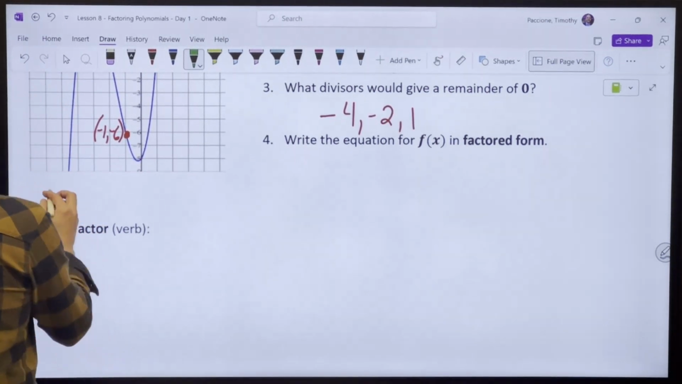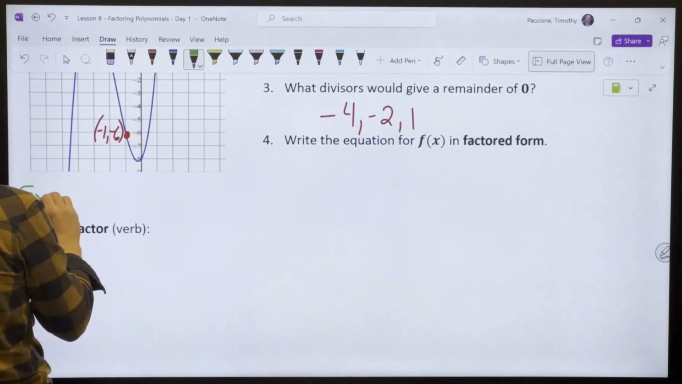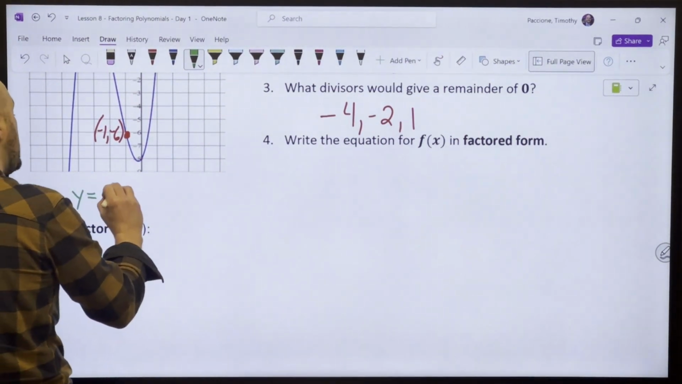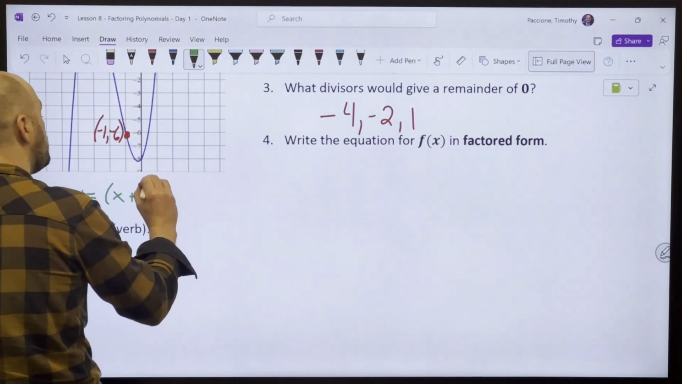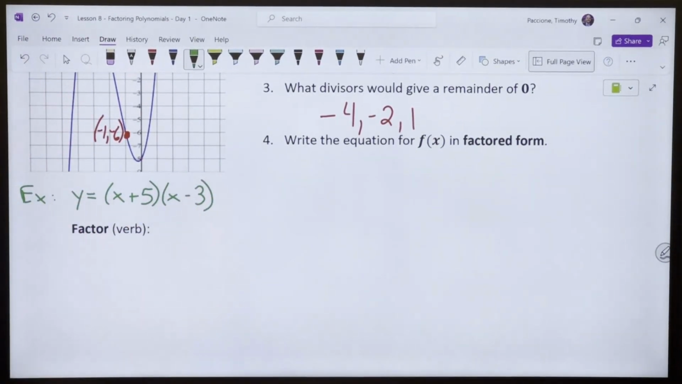Intercept form, right? So for instance, this is not this graph, just as an example of factored form. You might have had like y equals x plus 5, x minus 3, right? That's factored form. That's a quadratic. That would be a parabola, right? And it's called factored form. Why? Because these are the factors.